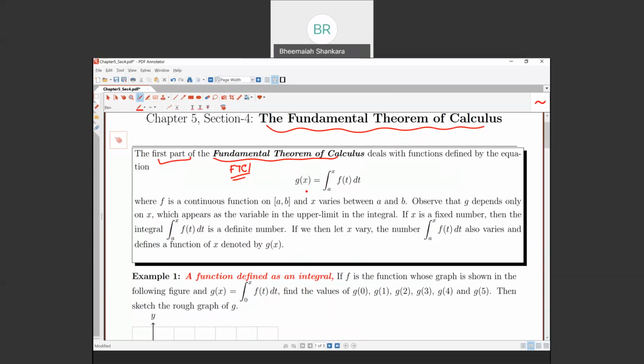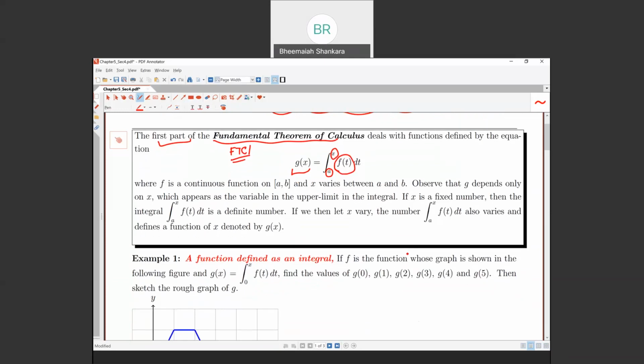So g of x is a function which is the integral of the function f of t. You integrate some function f and the new function you get is g. The limits of the integration are a and x. When f is a continuous function on [a, b] and x varies between a and b, you are integrating a function f and the answer you get is g of x. So this g depends on the variable x. When you simplify this integration, your final answer will be g, a function of x.